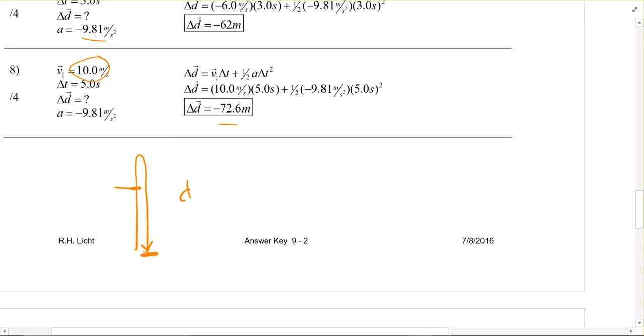5 seconds. Acceleration is still negative 9.81. If you put that into this formula, and if you want to figure out how I got that, you could remember that VF was nowhere to be found in that question, and I wasn't trying to find it, so this equation doesn't even have VF in it. Plug all your stuff in, you get negative 72.6 meters, because that's the change in distance, or the distance from where I started to where I ended.